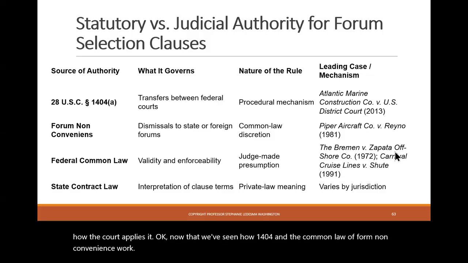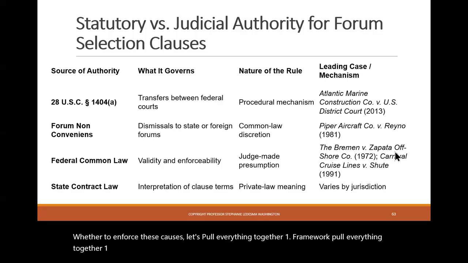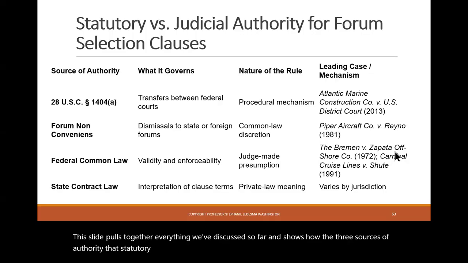Okay. Now that we've seen how 1404 and the common law of forum non conveniens work together to enforce these clauses, let's pull everything together, one framework. And that's this slide. This slide pulls together everything we've discussed so far and shows how the three sources of authority, that's statutory authority, judicial authority, and contractual autonomy, interact to produce the modern law of forum selection, right?